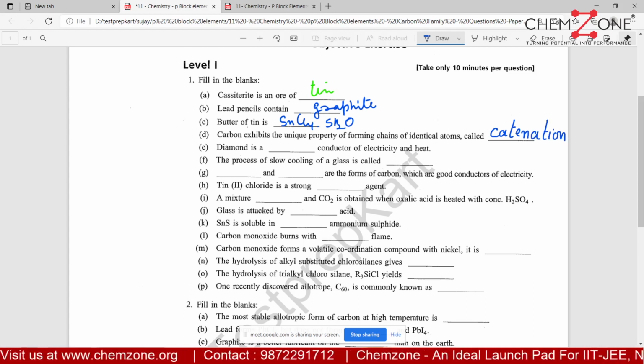It is called catenation. Catenation is the property of self-linking. It means the tendency to form a chain of identical atoms.